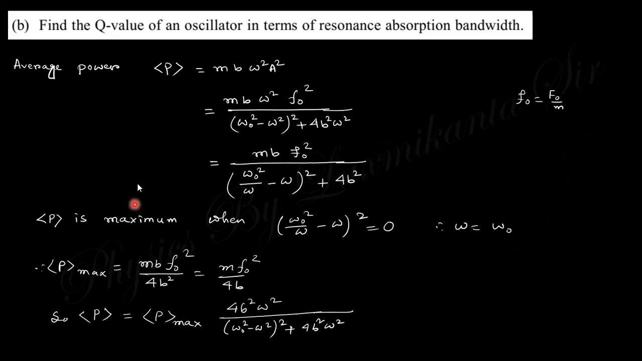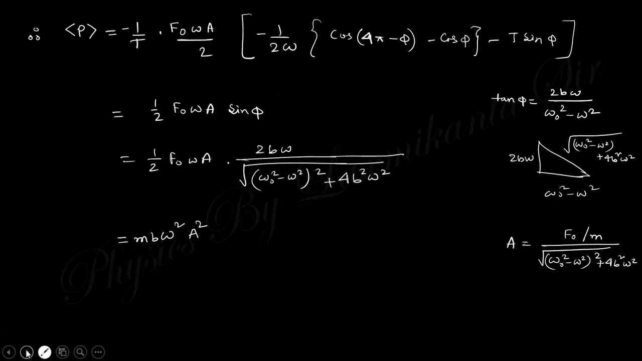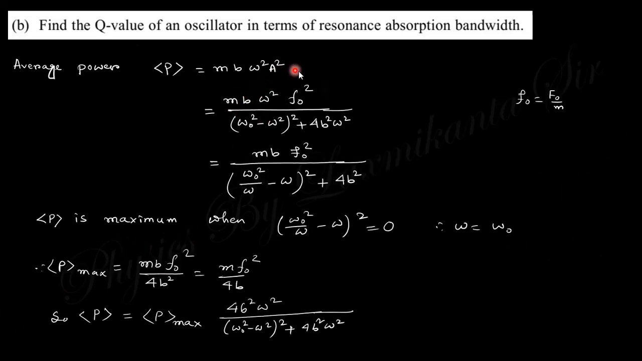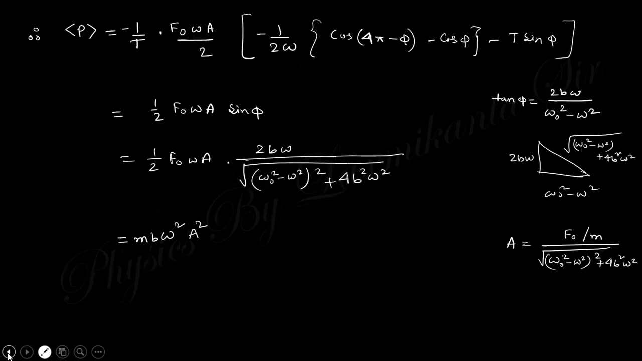Next one. Find the quality factor of the oscillator in terms of the resonance absorption bandwidth. This is the average power we just obtained in the previous question. Put this average power where A equals the value given here. You can see here this is the A. So put this value of F.